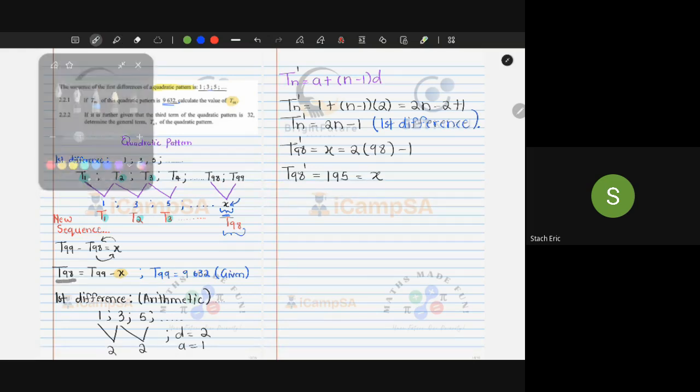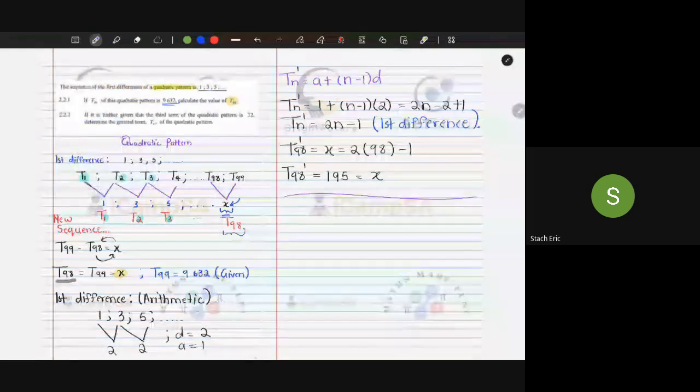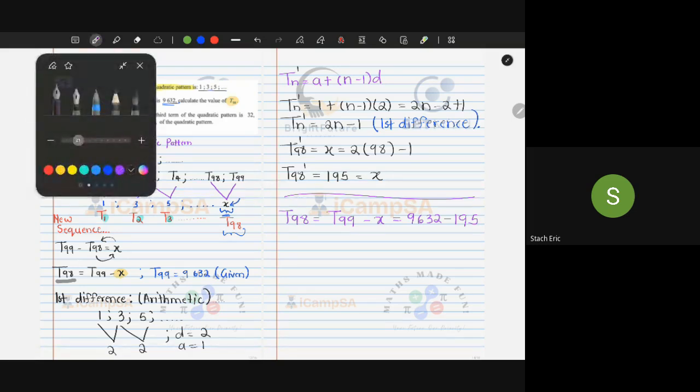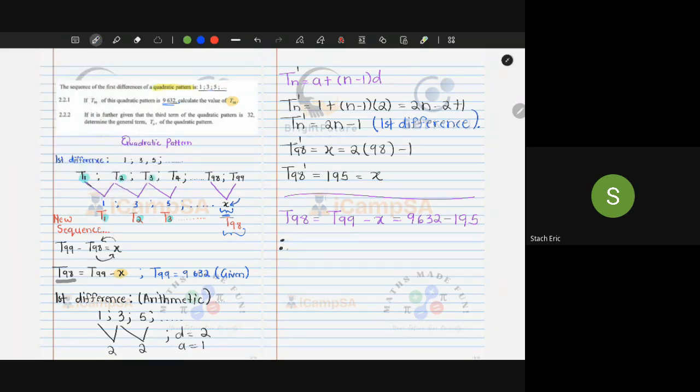Okay, so let's go ahead now. If you observe carefully, T98 is the same as T99 minus x, or T98 prime, which is just the difference there, which is just minus that x, which is the same as 9,632 minus 195. So what do we get as T98? What is the answer?